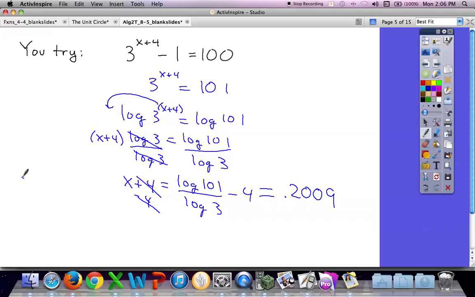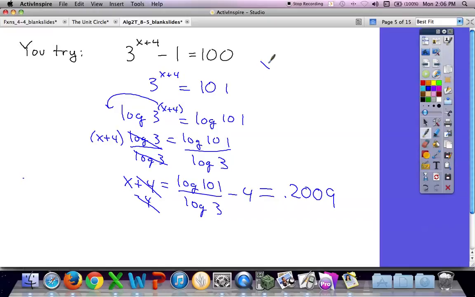You can't be confused with the logarithms. These logarithms of numbers here, they're just numbers themselves. I mean, you could have turned that all into a decimal right away. What would that have looked like? Log 101 divided by log 3. You could have had this step look like this.